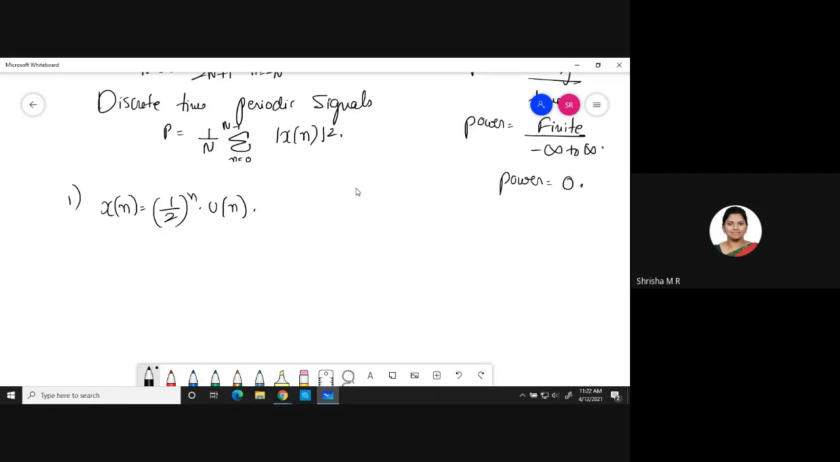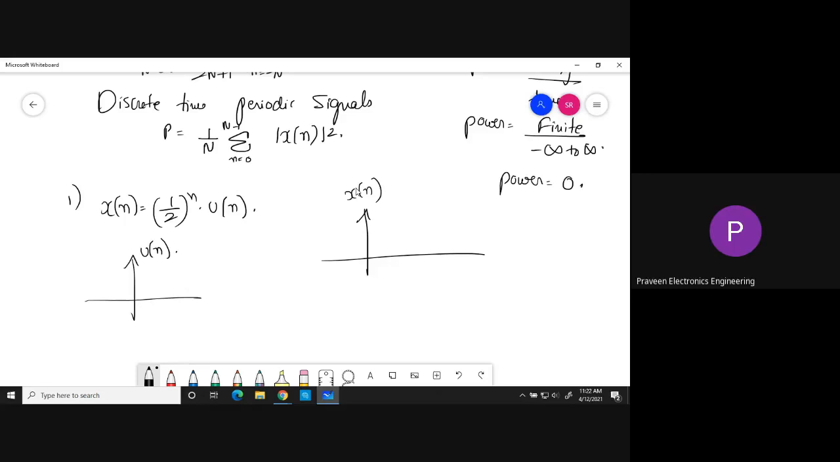So what type of signal is this? How will the signal look? First you have to see your x of n. They are telling you half to the power of n into u of n. What is u of n? It's a discrete signal. What type of signal is that? It's unit step, right?